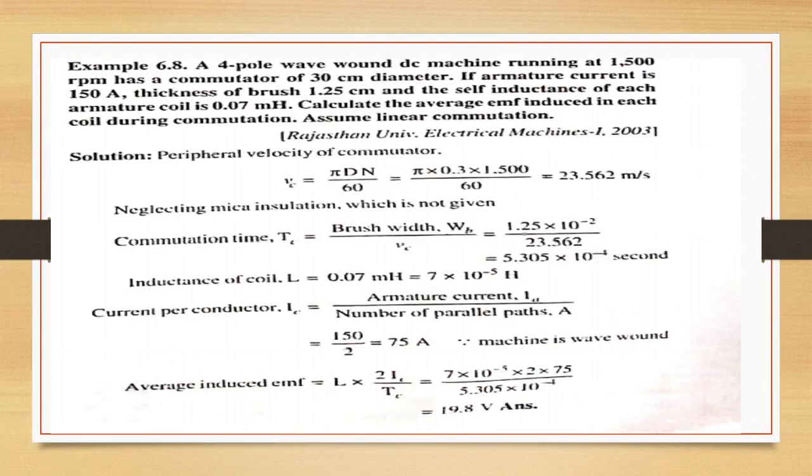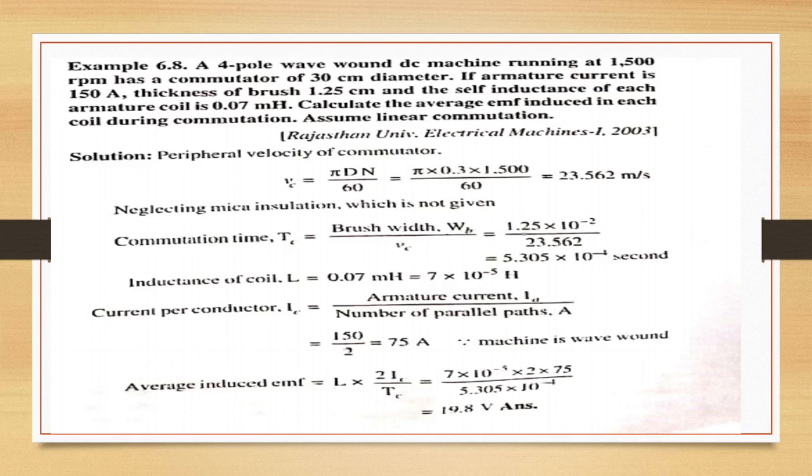So in this numerical, we have to calculate the average induced EMF in each coil during commutation, and we are assuming here a linear commutation. A 4-pole wave wound DC machine running at 1500 rpm has a commutator of 30 cm diameter, the armature current is 150 amps, the thickness is 1.25 cm, and the self-inductance is 0.07 henry. So calculate the average EMF.